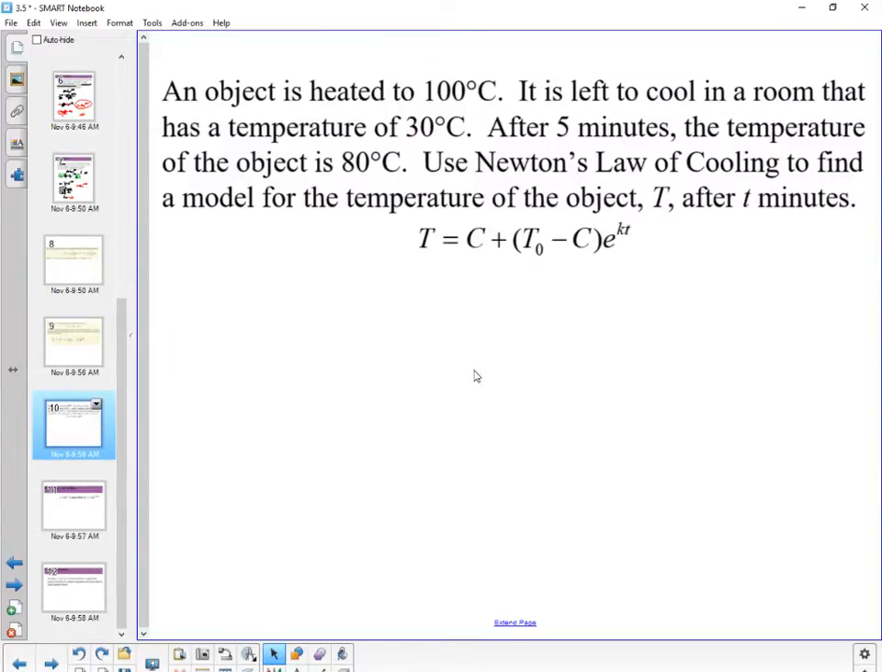An object is heated to 100 degrees Celsius. It is left to cool in a room that has a temperature of 30 degrees Celsius. After 5 minutes, the temperature of the object is 80 degrees Celsius. Use Newton's law of cooling to find the model for the temperature of the object T after t minutes.